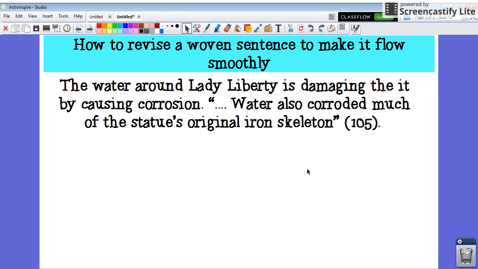So we have on the screen an example from an essay from our Unit 3 on World Wonders. And this is for the world wonder, the Statue of Liberty. The water around Lady Liberty is damaging it by causing corrosion. Quote, water also corroded much of the statue's original iron skeleton.